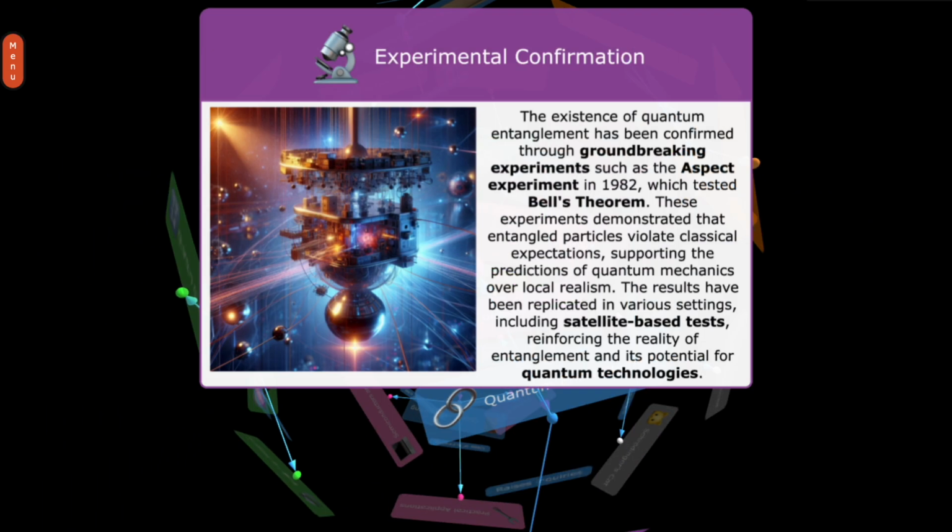The existence of quantum entanglement has been confirmed through groundbreaking experiments such as the Aspect experiment in 1982, which tested Bell's theorem. These experiments demonstrated that entangled particles violate classical expectations, supporting the predictions of quantum mechanics over local realism. The results have been replicated in various settings, including satellite-based tests, reinforcing the reality of entanglement and its potential for quantum technologies.